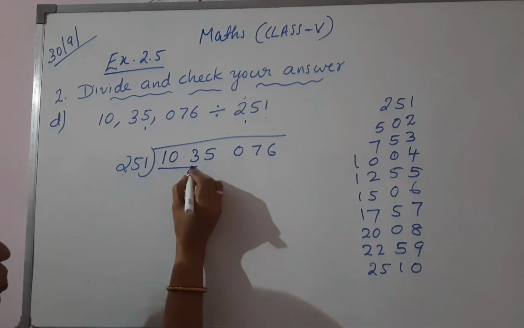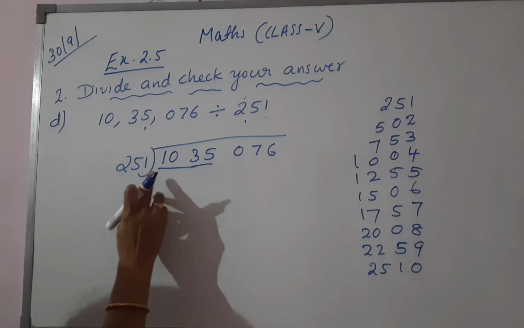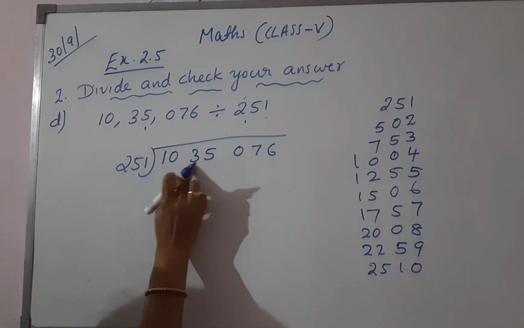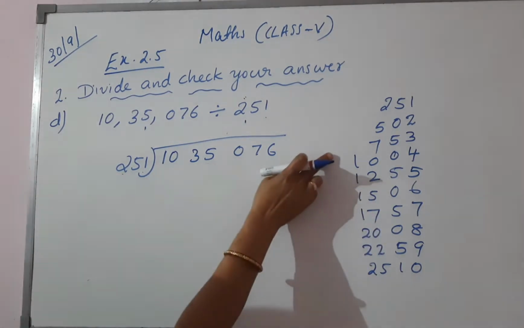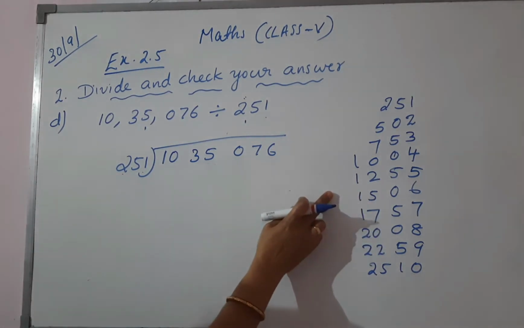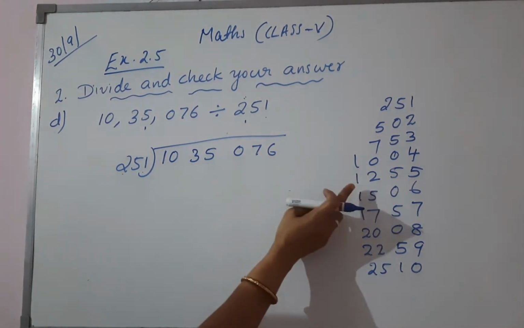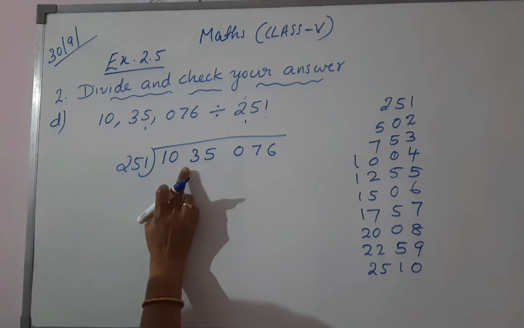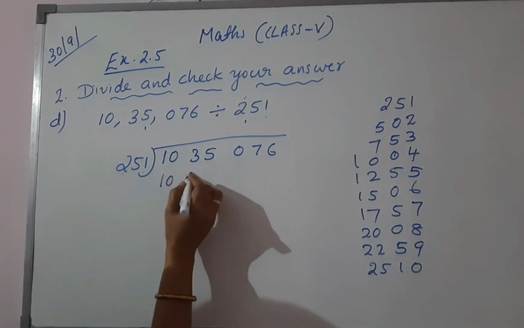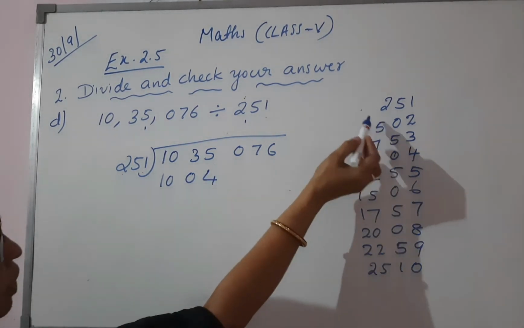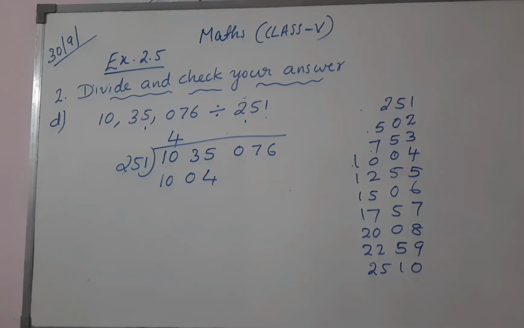So what you have to do? You have to take one more digit, that is a 4-digit number you should take, that is 1035. We are getting 1035. Now you should go through the table and find the number near to 1035. 1255 is greater than 1035, so we can take 1004. So 1004 we can write here. Count that: 1, 2, 3, 4, 4 times. Count it and write that number.